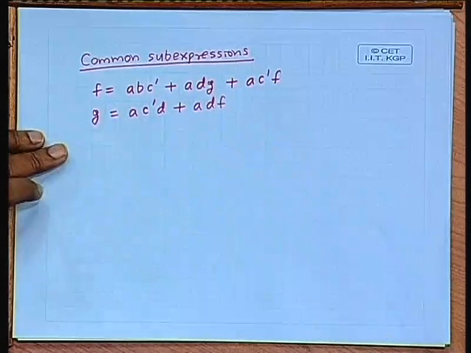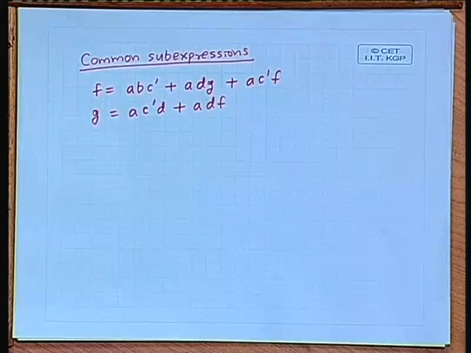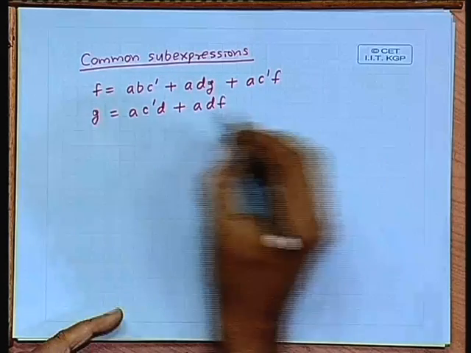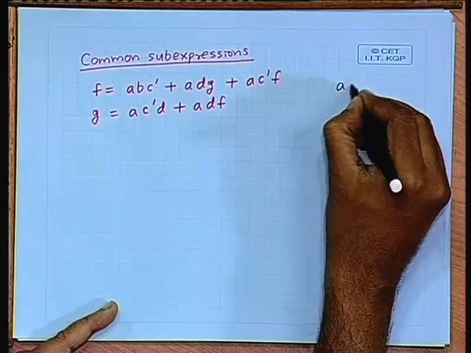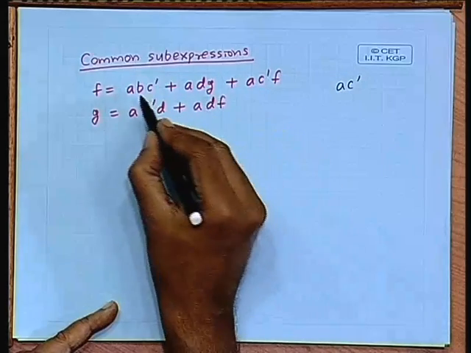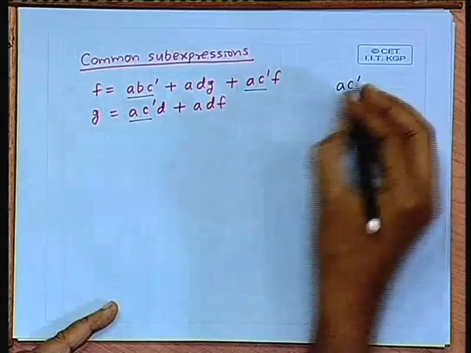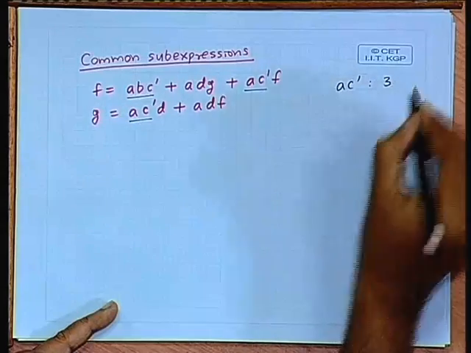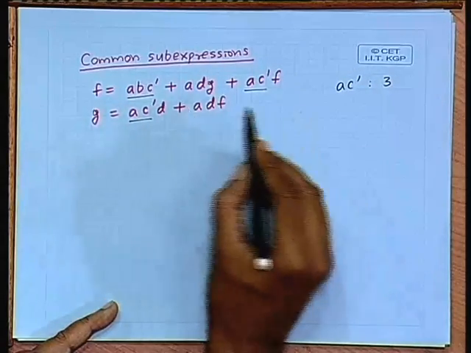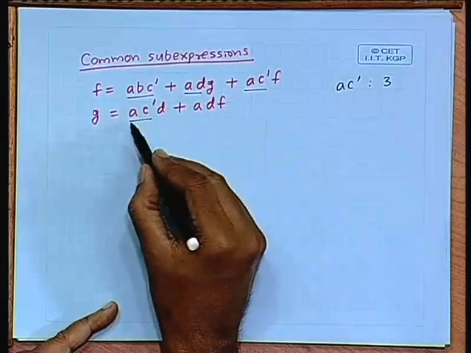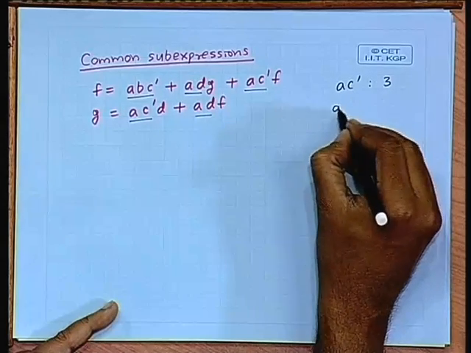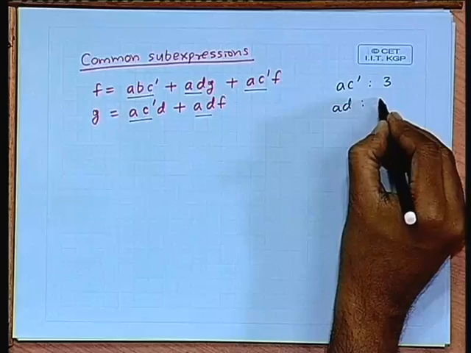Now here again, if you follow the method which was used by Socrates, something similar to that, you will see that there are common sub expressions. One common sub expression you can identify is AC bar. AC bar occurs here, here and here. It occurs in 3 places. There is another sub expression AD. AD, AD, AD. AD also occurs in 3 places. So you can use any one of them.